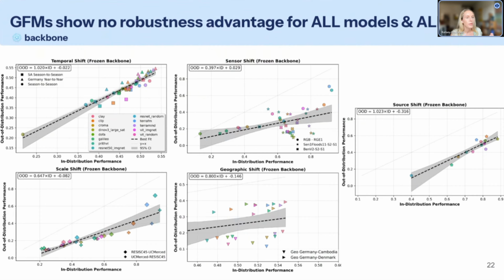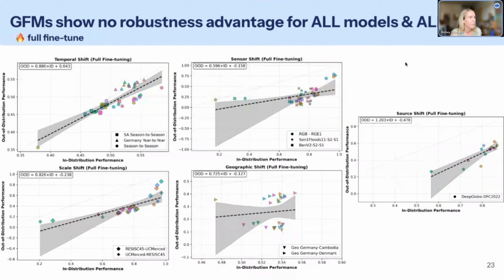And the main takeaway from the results that we've seen so far is that the GFMs don't show any advantage over generic vision foundation models or the random baselines. We have a mean effective robustness across all shifts. These models are clustering at this baseline or are below, which shows that model performance OOD drops quite significantly, and you'll also see this in the absolute deltas in the following slides. And we see the same thing for the full fine-tuning setup too.